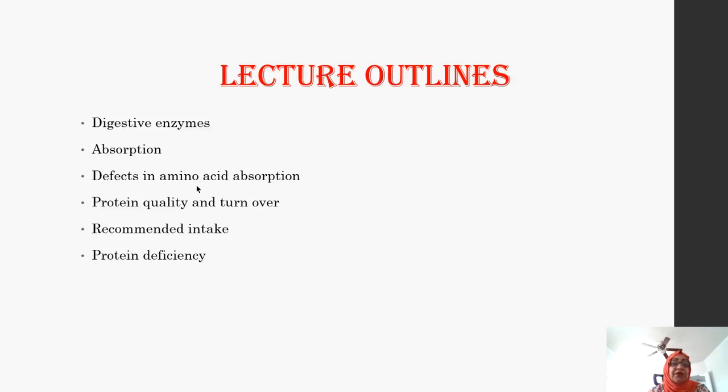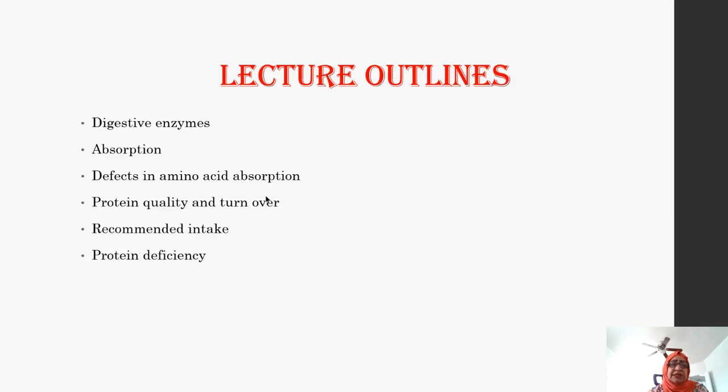After that, we're going to talk about the defects in amino acid absorption. If for some reason an individual is unable to absorb those amino acids, what will happen in their systems? And then I'm going to talk about protein quality and turnover. This section will tell you about the type of proteins that you are eating, not only the quantity, but also the quality of proteins. What's the difference between consuming plant proteins or animal proteins?